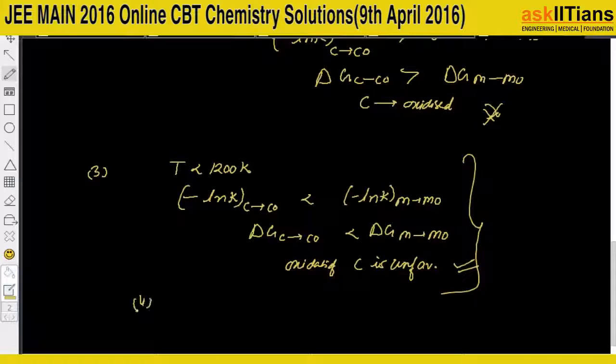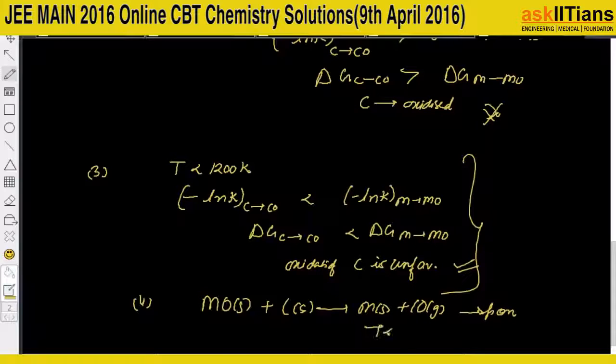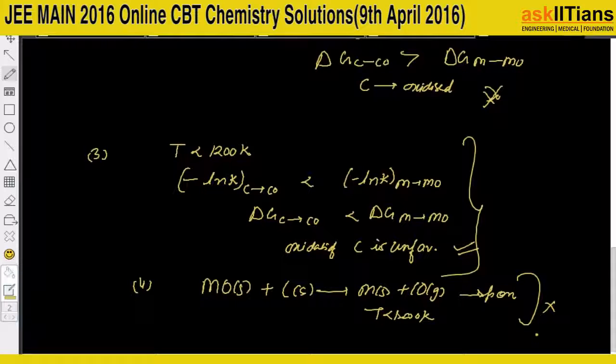Now the fourth option says that MO solid plus carbon solid is going to form M solid plus CO gaseous is spontaneous when temperature is less than 1200 Kelvin. Again, I'll say this is not the option which is acceptable to us. So I'll simply mark option number 3 as the correct option for this question number 25.